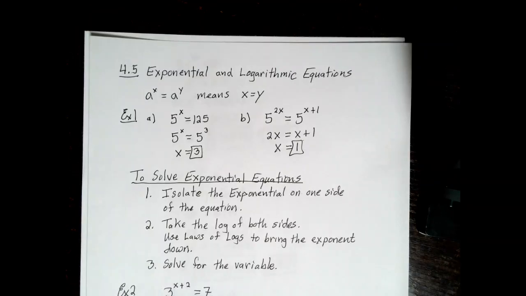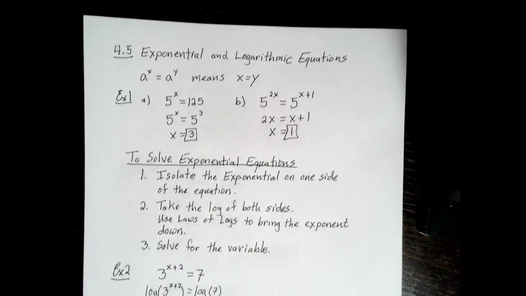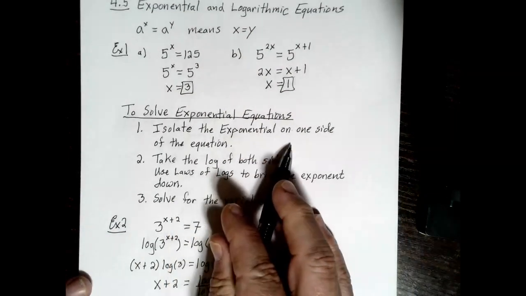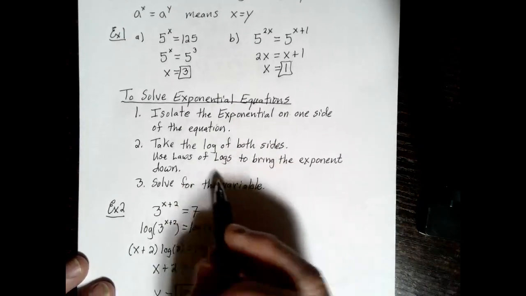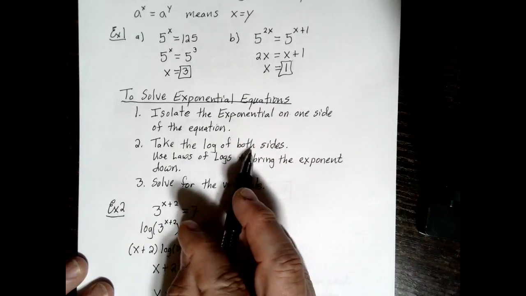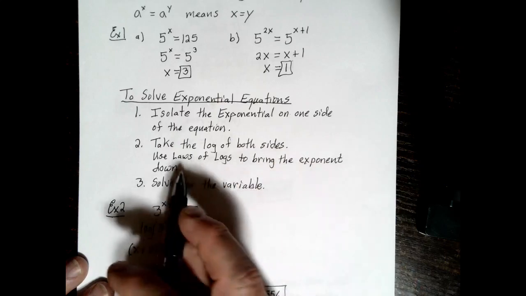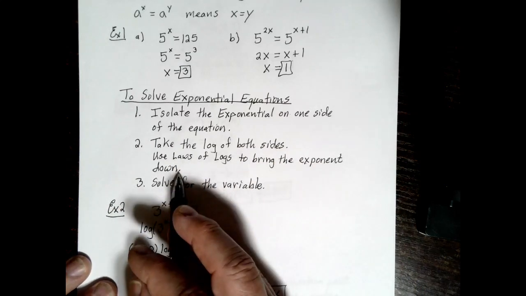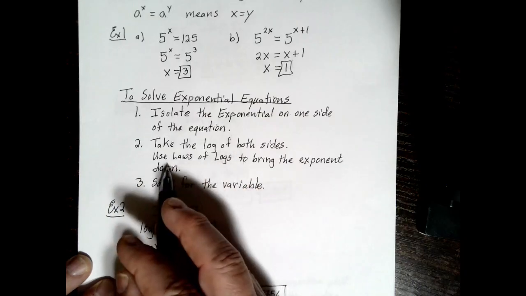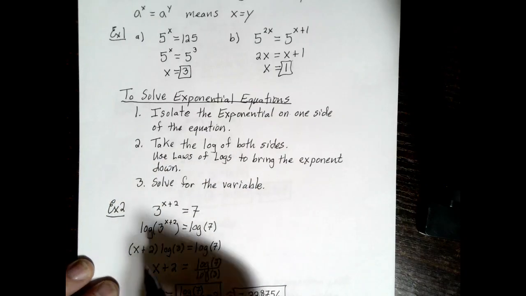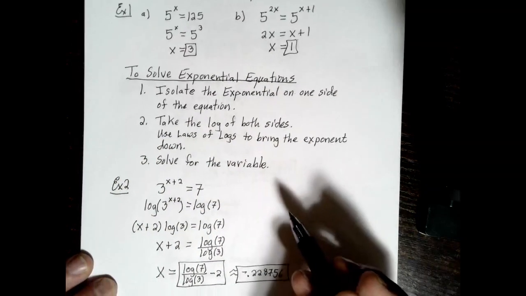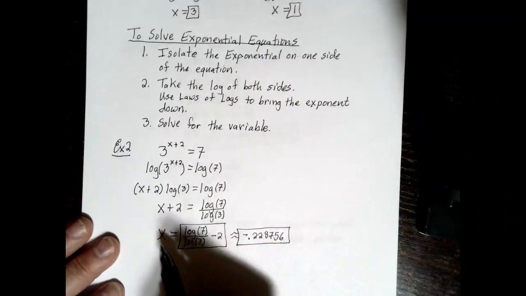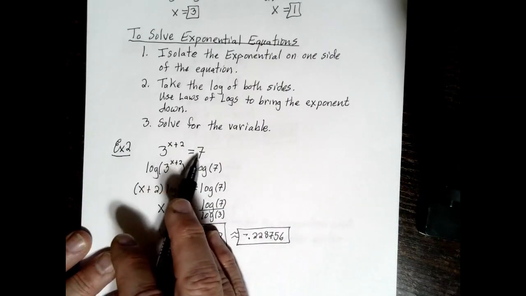Now here's one technique for solving it. You isolate the exponential on one side of the equation, take the log of both sides, or you can use rule 1, and then use the laws of logs to bring the exponent out of the exponential and down front. Then you can solve for the variable at that point. So here's an example. 3 to the x plus 2 equals 7.